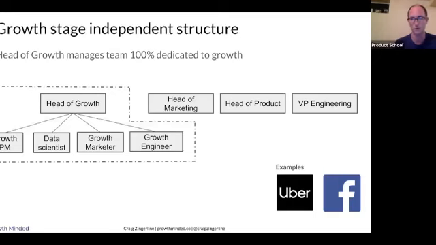Uber, Facebook, a lot of the really high growth companies, they didn't necessarily start this way, but a lot of them ended up with growth and growth product people being autonomous units within the company. And so you have a head of growth who may actually report to the CEO, who has growth PMs, data scientists, marketers, engineers, and they run on their own and collaborate with product and engineering and marketing, but they're really self-sufficient, and they're able to autonomously make decisions and drive a ton of feature development from a growth perspective.